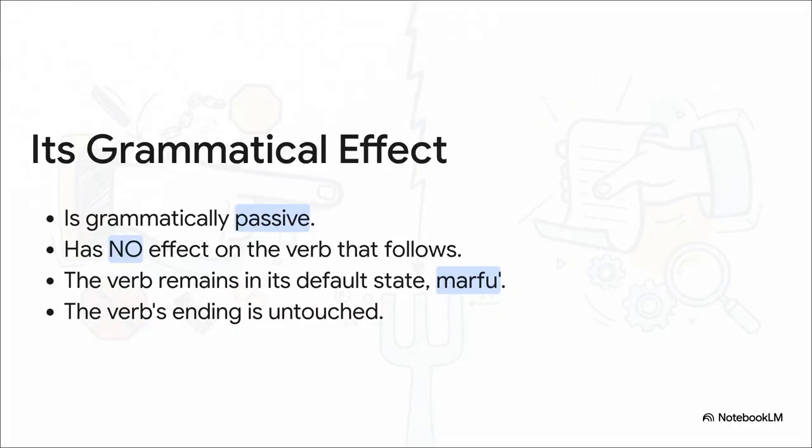And here is the absolute key contrast. Unlike its powerful twin, this la is grammatically passive. It has zero effect, absolutely no effect on the verb that comes after it. The verb just stays in its normal default state, which is called marfu'. The final vowel is still there, the final noon in plurals doesn't go anywhere, the verb is completely untouched.